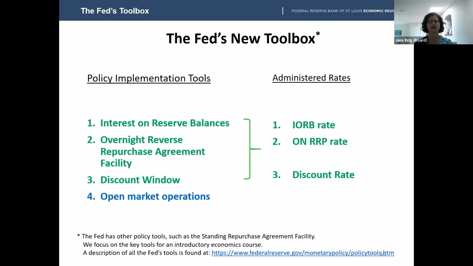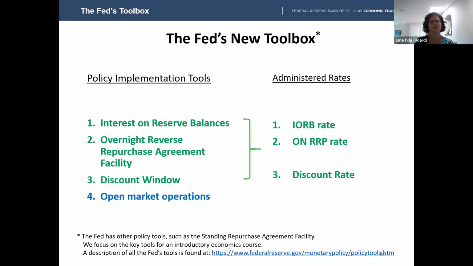Okay, so this slide says, now that you have ample reserves, what's the new toolbox? What are the key tools? On the left, we have listed interest on reserve balances, the overnight reverse repurchase agreement facility, the discount window, and open market operations. Three of those tools, which are highlighted in green, have interest rates associated with them that the Federal Reserve sets. We call those administered rates because the Fed administers or sets them. Interest on reserve balances has an interest on reserve balance rate that the Federal Reserve sets. The overnight reverse repurchase agreement facility has an overnight RRP offering rate that the Federal Reserve sets.